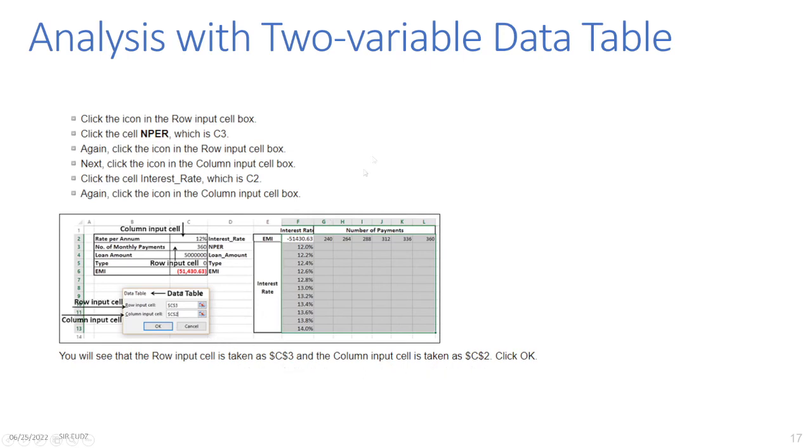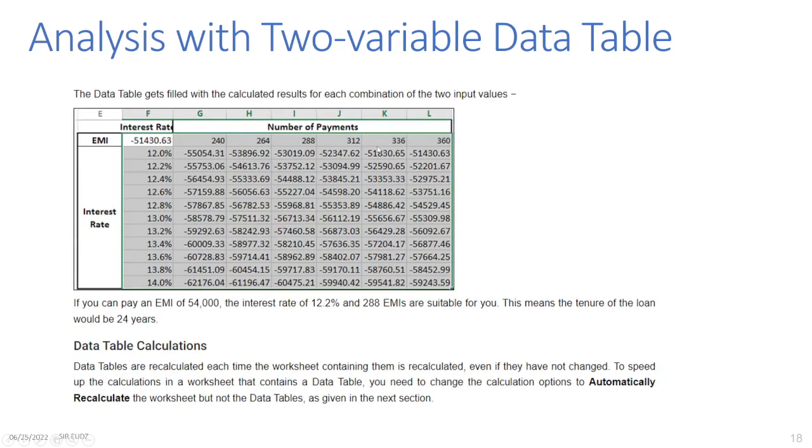Then we click OK. The data table now gets filled with the calculated results for each combination of the two input values. So this is what we're going to compute, and these are the interest rates and the number of payments. So these are now the given values. So in our background table, that's 12% and 360 number of payments. That's why this value is equal to this value, and we have here the What-If values.